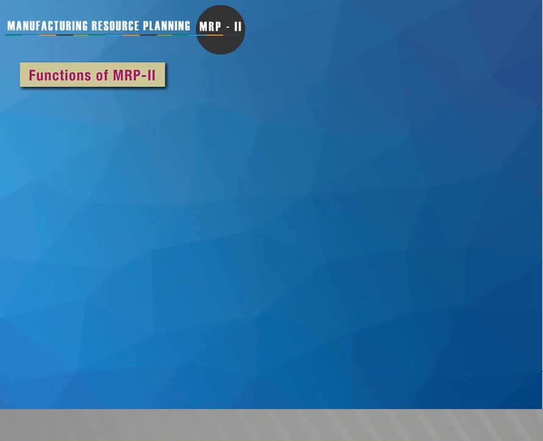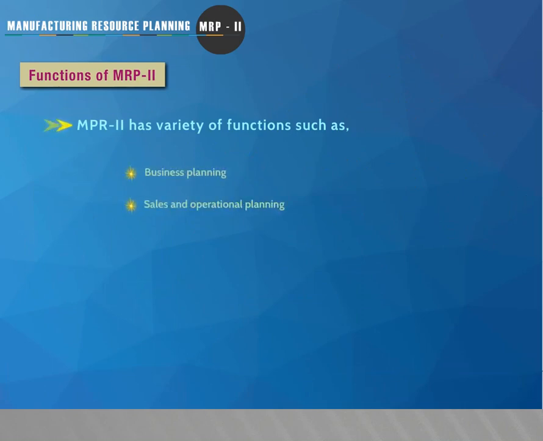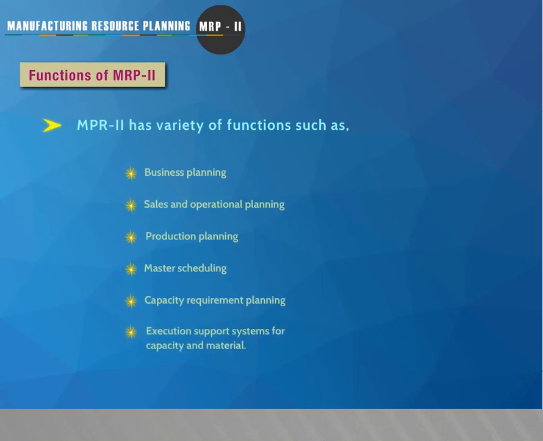Functions of MRP-II. MRP-II has a variety of functions such as business planning, sales and operational planning, production planning, master scheduling, capacity requirement planning, execution support systems for capacity and material.